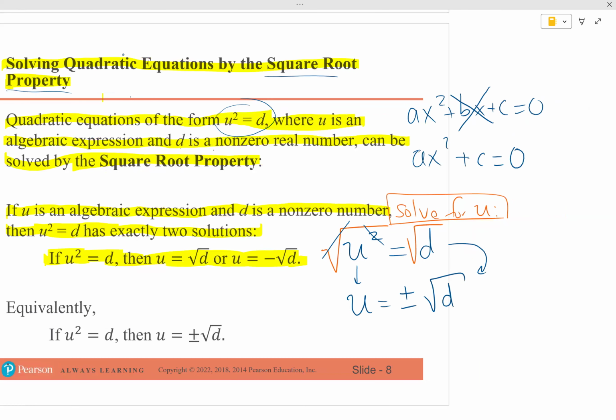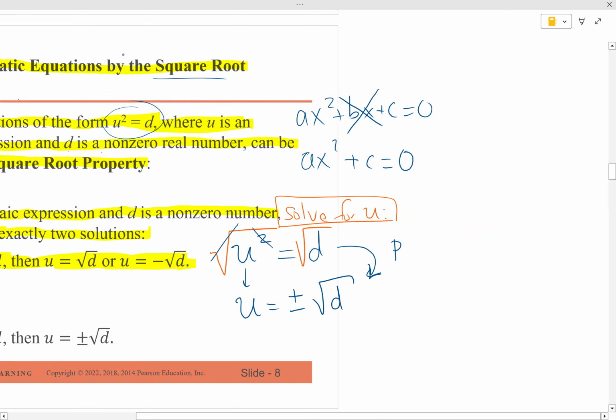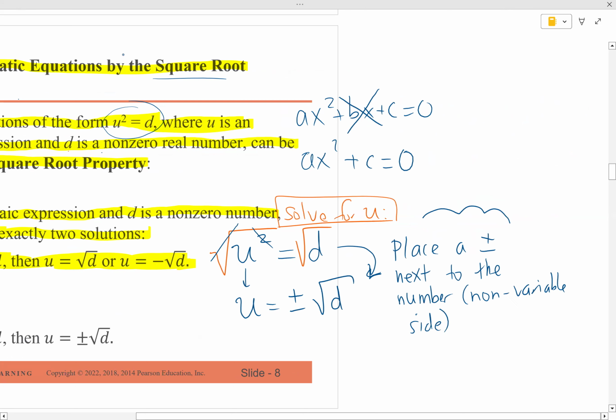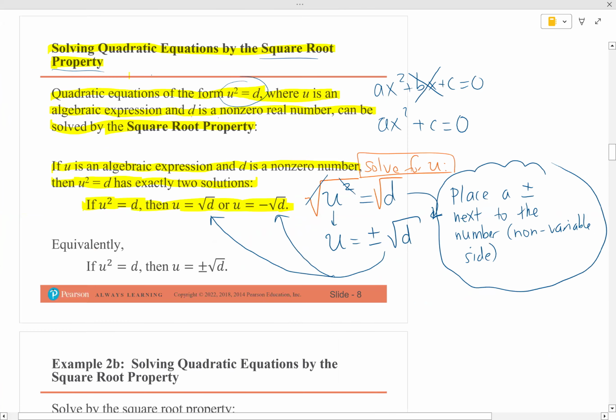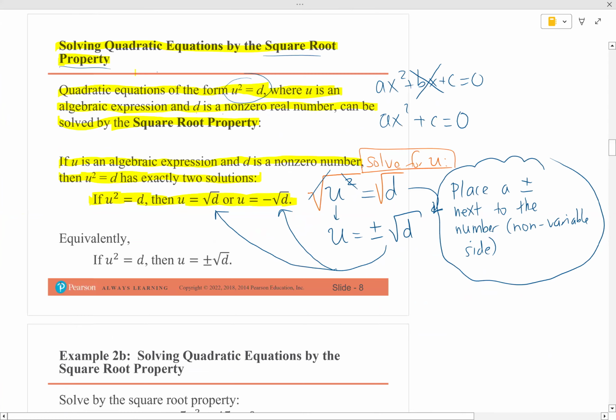When I say numerical part, I just mean the part that has no variable. Place a plus or minus next to the number, or I would say the non-variable side of the equation. That's just a different way to write it. When I say plus or minus, that means I have two solutions all of a sudden, one positive and one negative. A positive square root of d, whatever that is, is a solution, and negative square root of d is another solution. And they wrote it more like we showed up here.